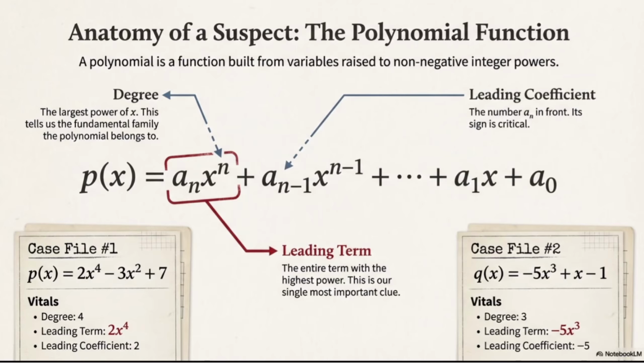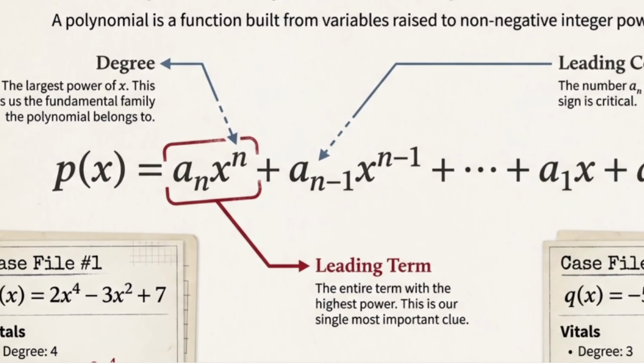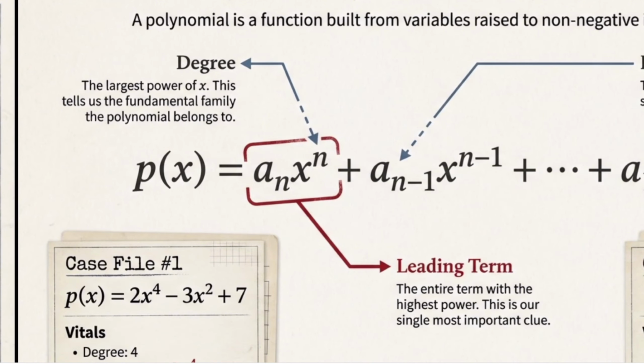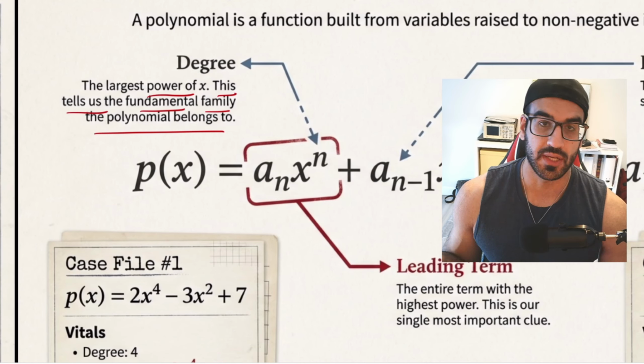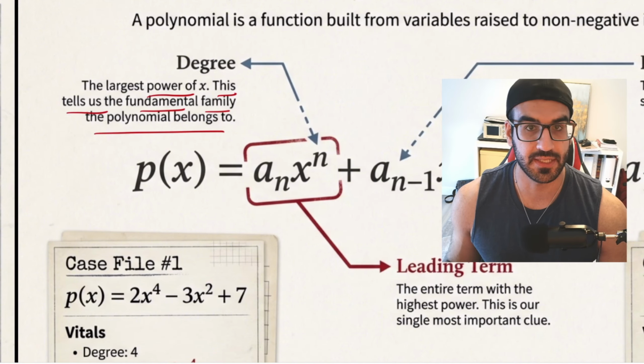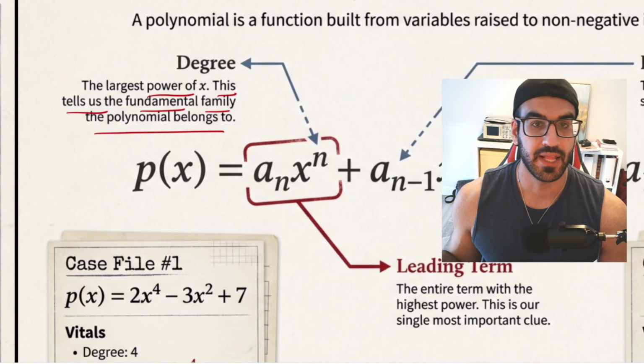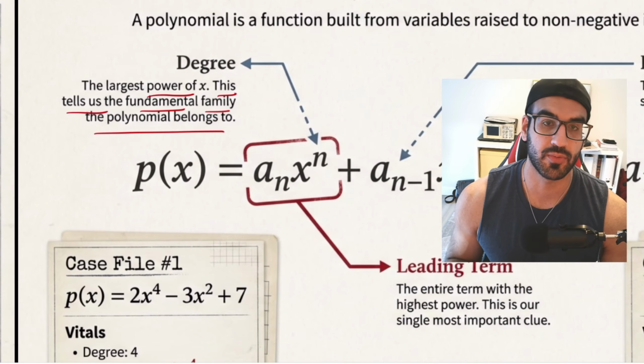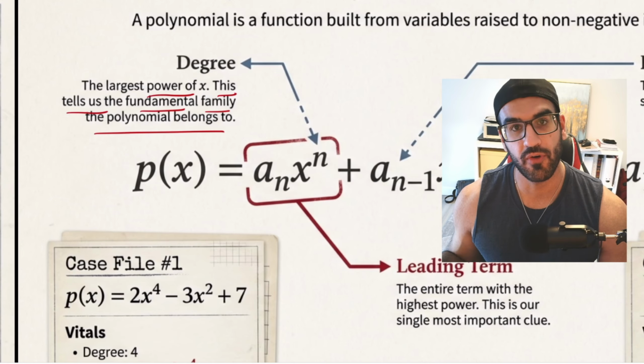The very first important part is the degree. What is degree? As you can see over here, degree means the largest power of x. For instance, if I have x to the power 2 plus blah, my degree would be 2. If I have x to the power 3, my degree would be 3, and so on and so forth. This tells us the fundamental family that the polynomial belongs to. As I just told you, when we have x to the power 2 plus 2x plus 1, we know for a fact that this is a quadratic, a family related to polynomials. If we have x to the power 3, it's a cubic, then x to the power 4, 5, and so on.